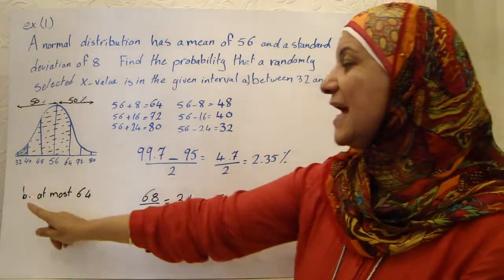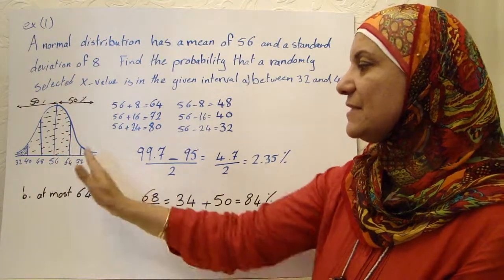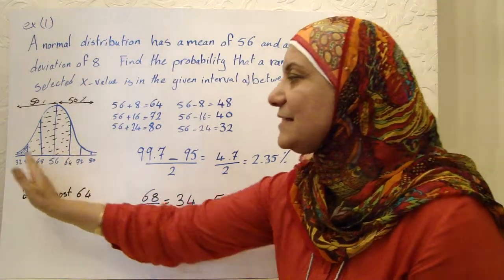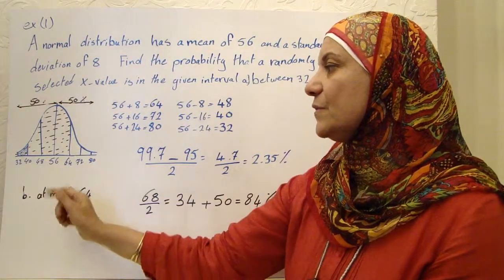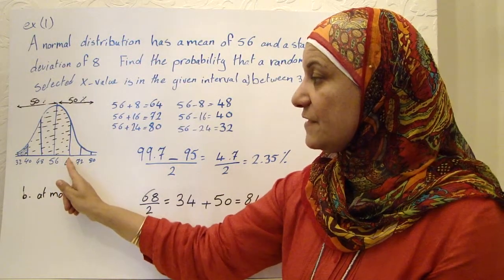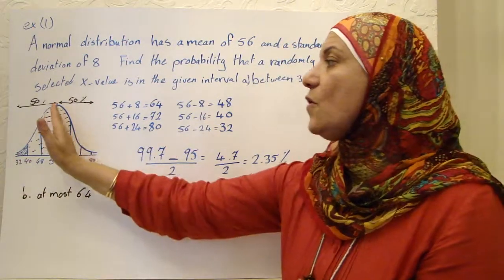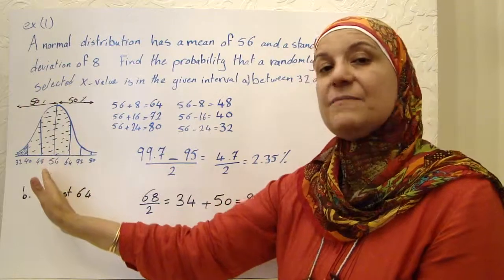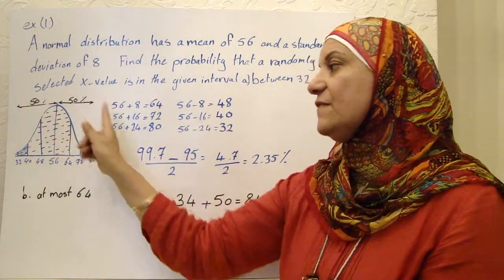The second part, at most 64. At most. The maximum is 64. So anything less than 64 is acceptable. What is less than 64? 64 is my first deviation on this side, while the whole curve on the second part. The whole curve is what? I divide with my mean the curve into two equal parts, 50% and 50%.